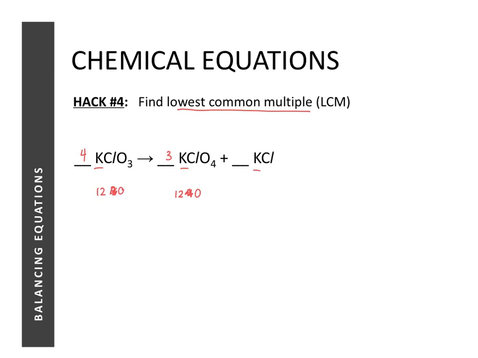Alright, so let's check the number of potassium atoms. There are 4 potassium atoms on the left and there are 4 potassium atoms on the right. Alright, next we will check the number of chlorine atoms. There are 4 chlorine atoms on the left and there are 4 chlorine atoms on the right. So yes, the equation is already balanced. So the balanced equation will look something like this.